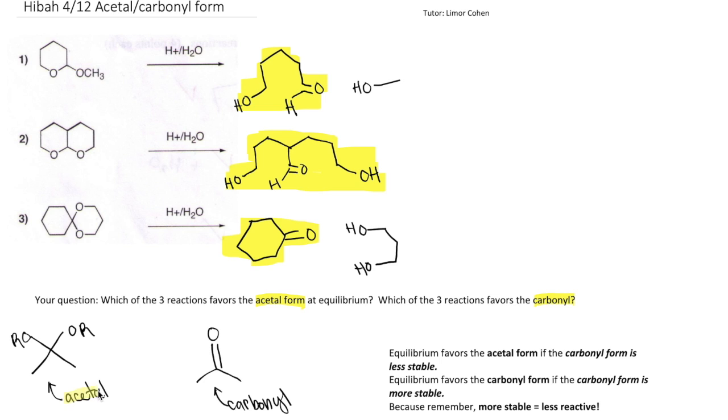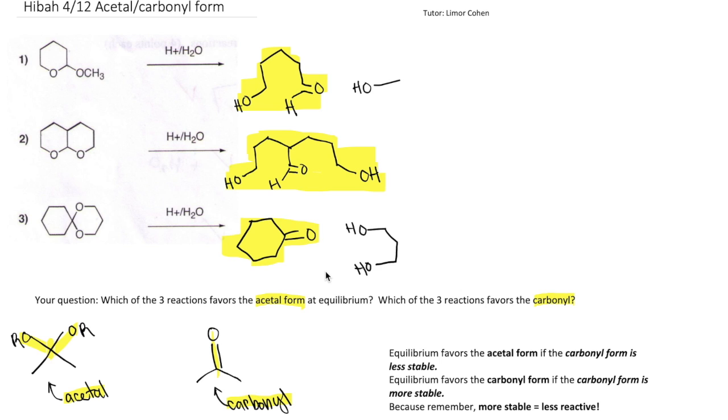So the acetal form is basically your molecule where what used to be your carbonyl carbon is now attached to two OR groups, which are basically just oxygens attached to any R group or any carbon group. So all of these molecules on the left here are your acetal form. The carbonyl form, on the other hand, is when you basically just have a carbonyl, which is a carbon double bonded to an oxygen. So all these molecules that I've drawn on the right, which were our products, are all the carbonyl form.